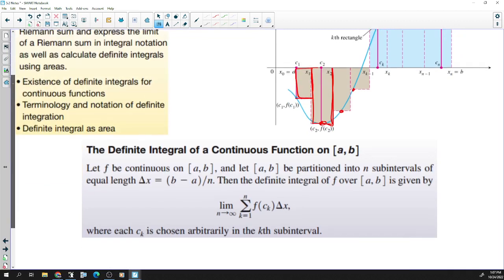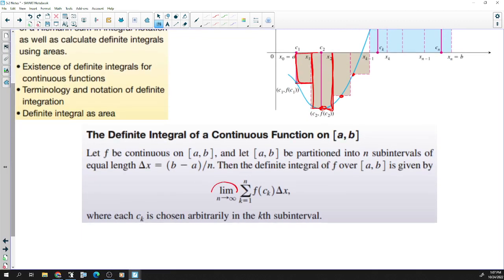Okay, I need to scroll down. Now we're going to take the limit as n approaches infinity. We're going to have an infinite number of rectangles. This is summation. K is going to go from 1 to how many rectangles there are. This is the function value. So that's actually the height of all of the rectangles. And this is the change in x. So this is the width of all of those rectangles.